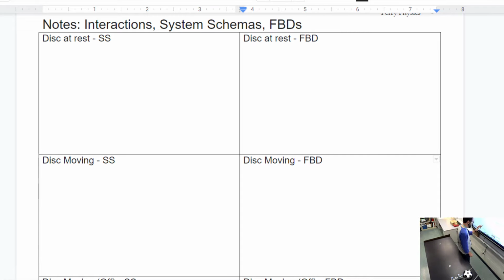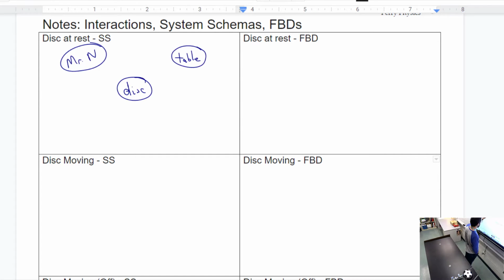So I'm going to pull up the screen here, and I'm going to be drawing the system schema and free body diagrams at these different points in time. So for the first one, to draw a system schema, you have to label every object. And once you label each object, you have to draw them in there. So we had a disk, and every object I circle. I have a disk, you had Mr. Neutzel, you had the table, normally that would be for the floor, and then you had the earth.